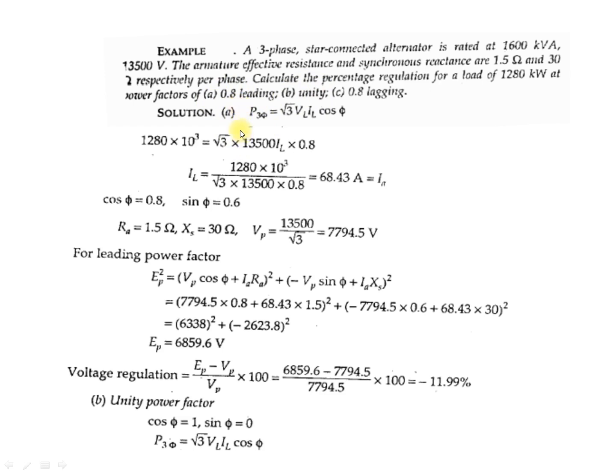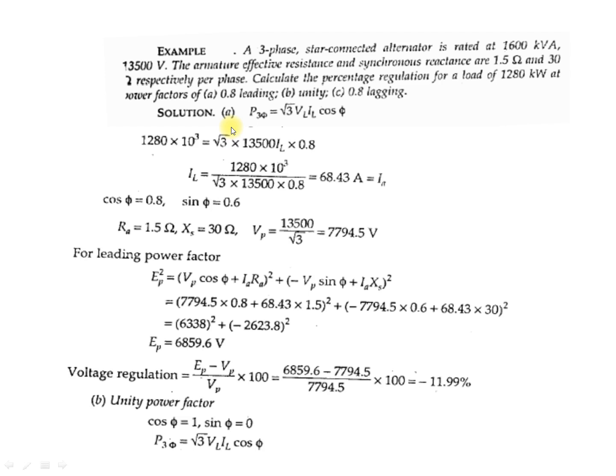So we need to find out the percentage regulation for the three values of the loads. It is a star connected, three-phase alternator, and the kVA and voltage ratings are given. The effective resistance and the synchronous reactance values are given as per phase values, and the voltage values given are the line to line voltage values.